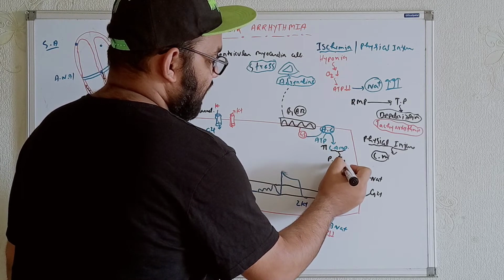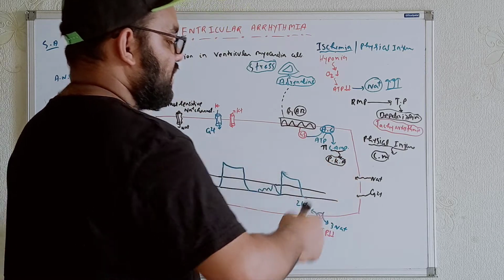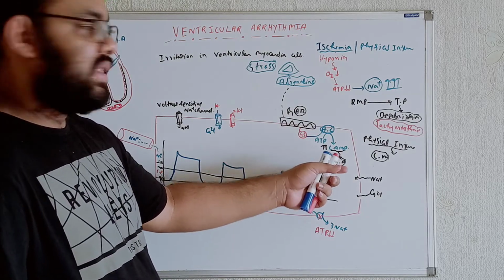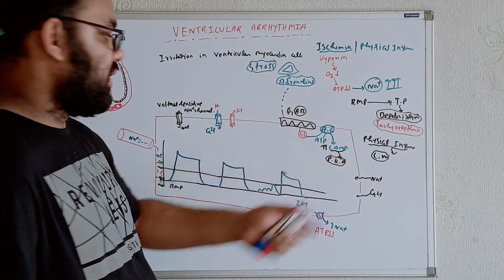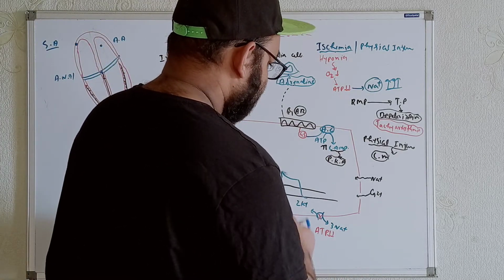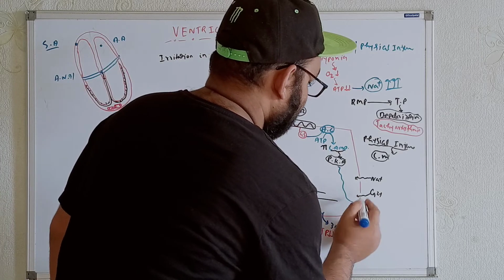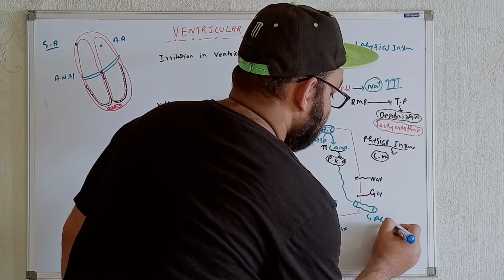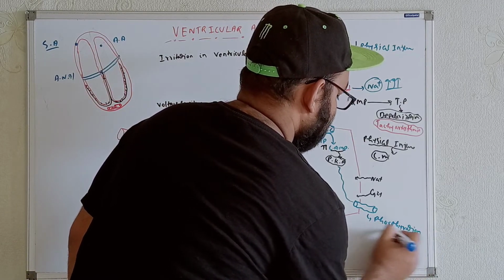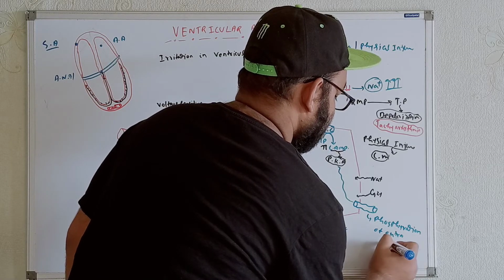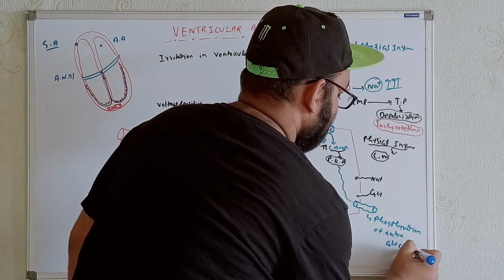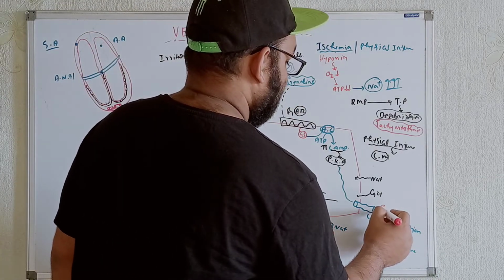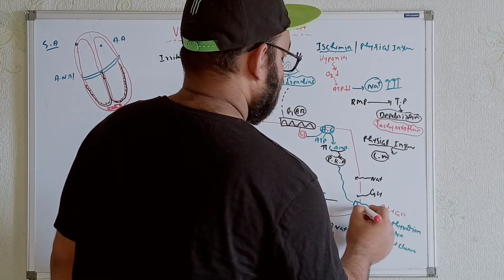That enzyme is protein kinase A. Whenever we get activation of protein kinase A, as the name kinase says, it will do phosphorylation of extra calcium channels. Let me write it over here: phosphorylation of extra calcium channels. As a result, we will see a greater amount of calcium influx within these cells.